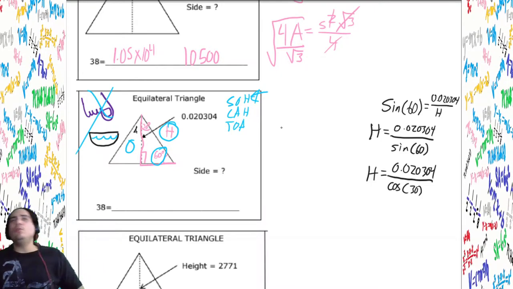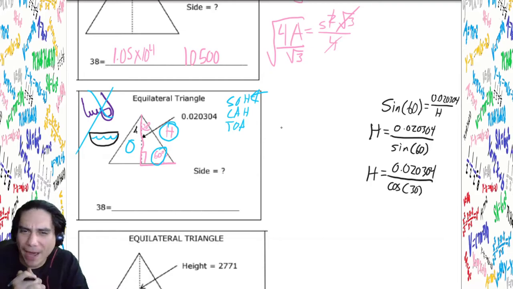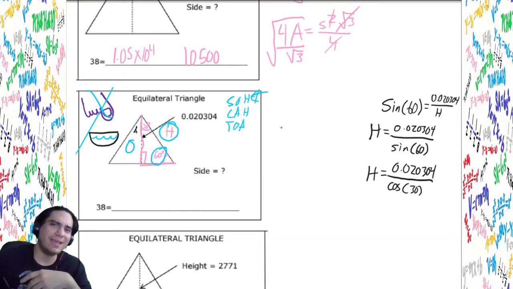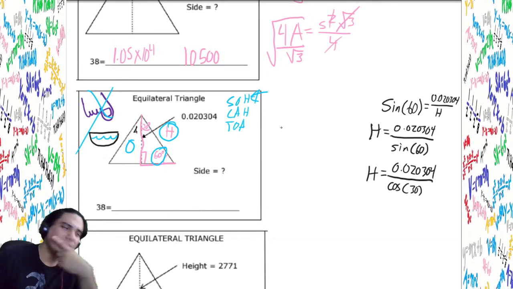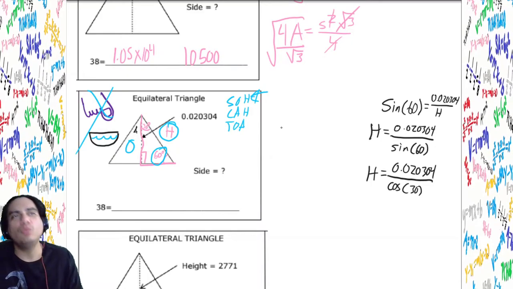Both of those, ladies and gentlemen, would have been able to give us the hypotenuse. Or in this case, once you get that hypotenuse, we could really get that side of the equilateral triangle. SOHCAHTOA could have helped us in this problem, you know? Let's go ahead and try it.